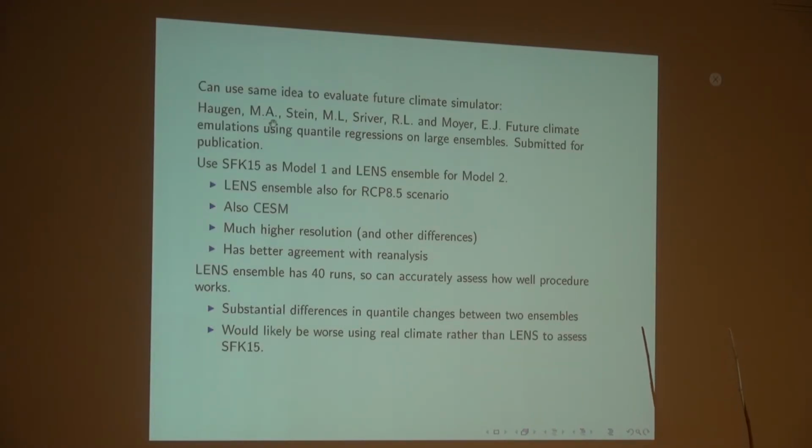All right, so okay, let's try that here. So we need a second ensemble, we need a second model, and it turns out there is one, and this paper has just been submitted, and if people were interested, I could send you a copy. So we have a second model that we can work with. There's something called the LENS ensemble that was done by NCAR, which happens to also be an initial condition ensemble with the RCP 8.5 scenario. It also happens to be CESM. It's at much higher resolution, and it has other things different in it as well.